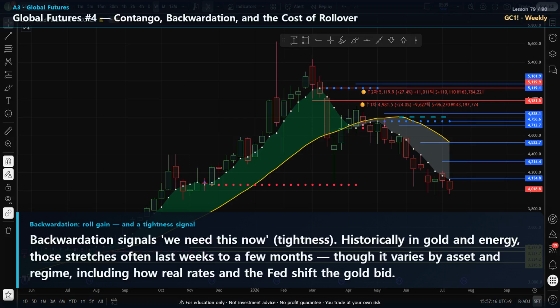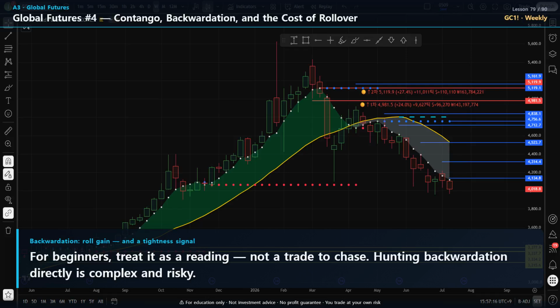Backwardation signals, we need this now, tightness. Historically, in gold and energy, those stretches often last weeks to a few months, though it varies by asset and regime, including how real rates and the Fed shift the gold bid. For beginners, treat it as a reading, not a trade to chase. Hunting backwardation directly is complex and risky.